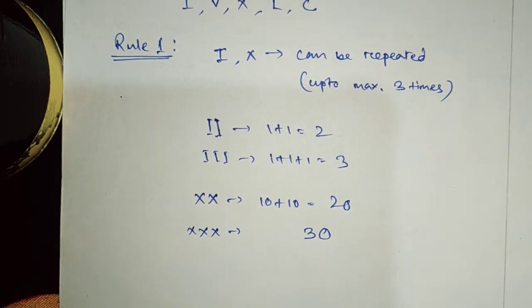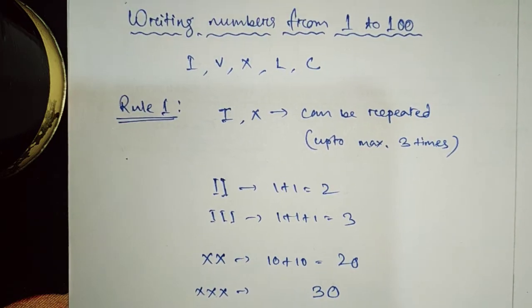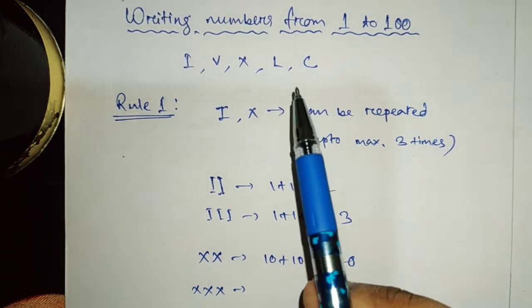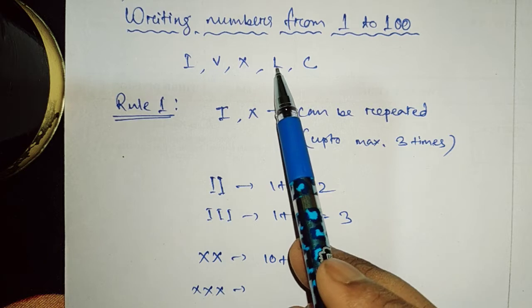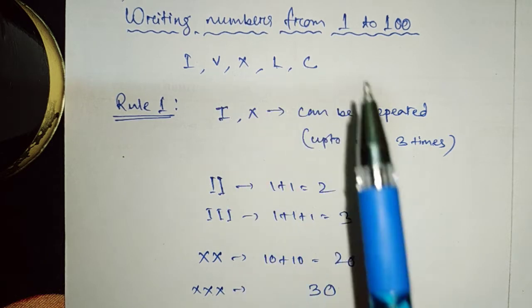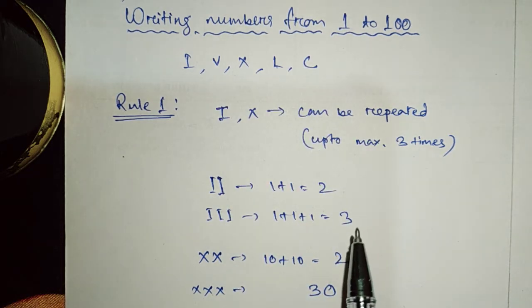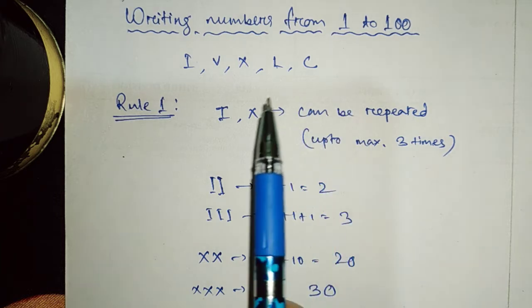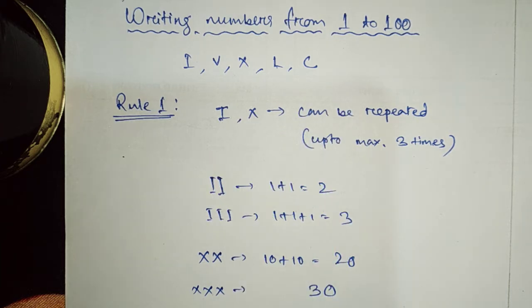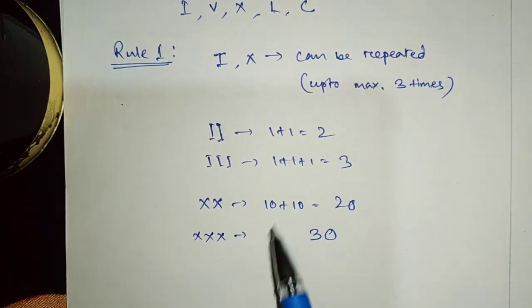While writing numbers, we must remember that V, L, C, these numerals do not repeat. What can repeat? It's only I and X in this way.